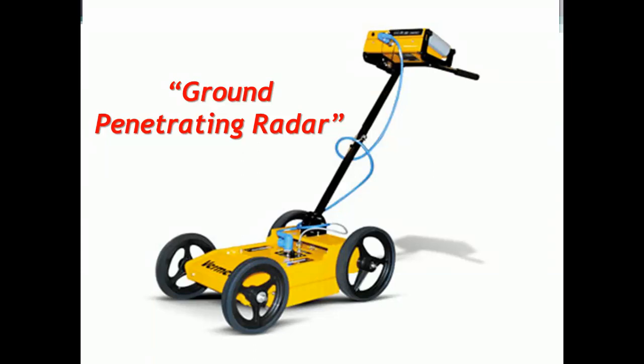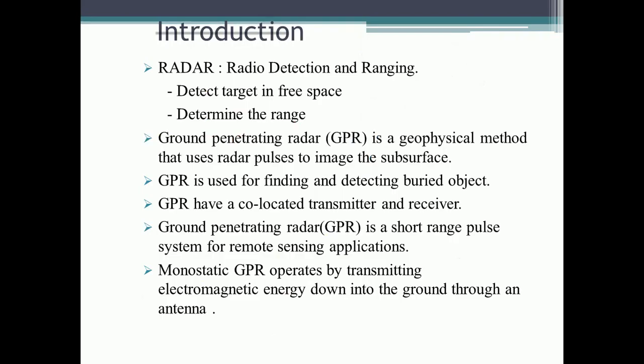In today's class, let me discuss the topic of ground penetrating radar. What it means is that this is one of the pavement evaluation methods in which we find out the properties of the pavement. It may be the stability of the pavement and the condition of the pavement, so that we are going to determine using this ground penetrating radar technique.